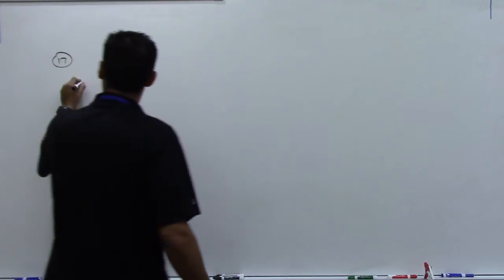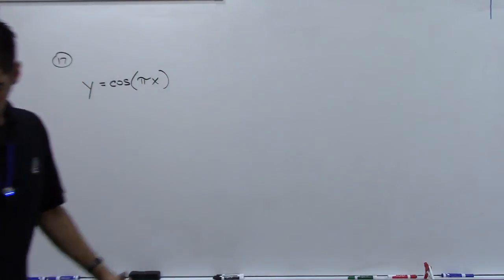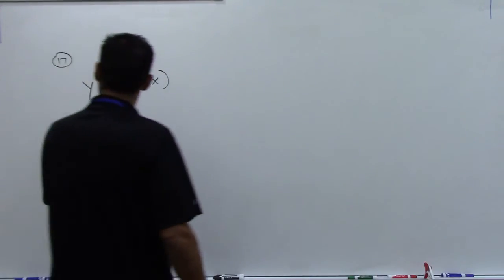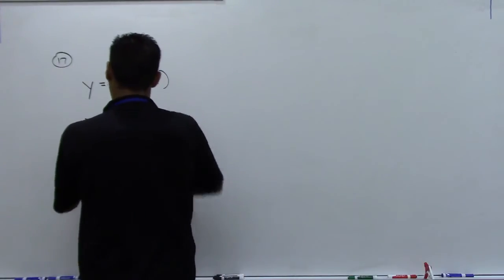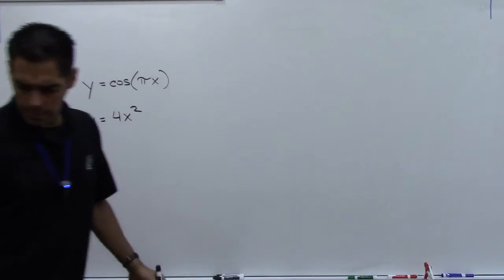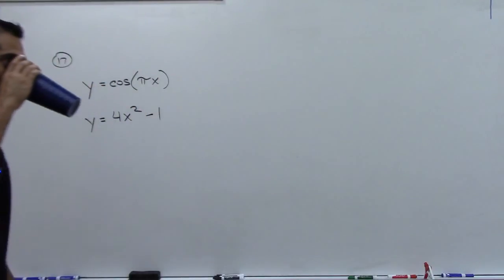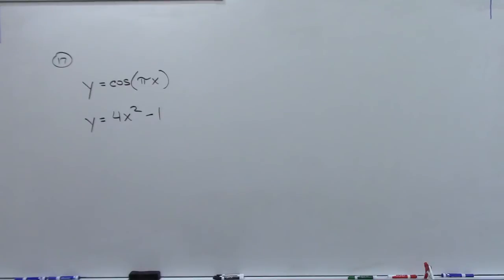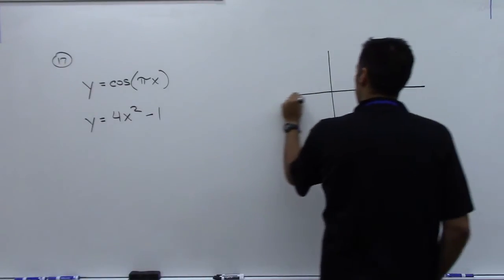So number 17. Y equals cosine pi x, and y equals 4x squared minus 1. Yeah, this graph is going to be weird. So let's see here. See what I can do with this.